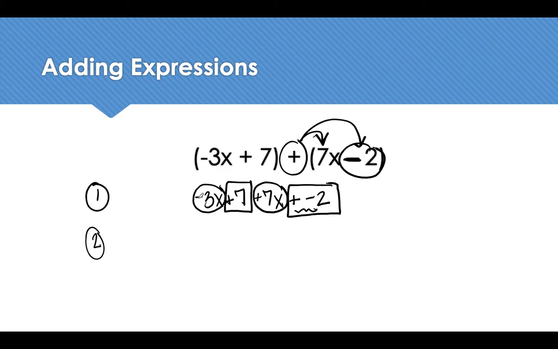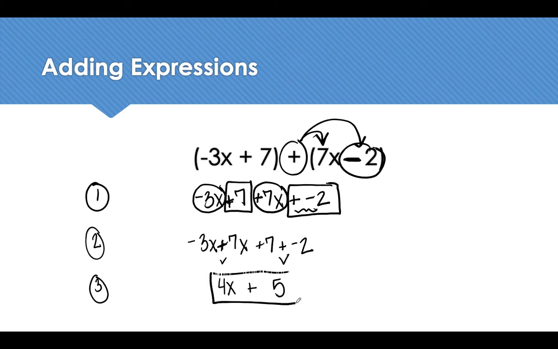So for step 2, I'm going to rewrite this so that my x terms are right next to each other. Don't forget to take the sign that comes in front of each term with it. That's why, when I am rewriting this, that's how I know what goes in between them: it's the one that comes in front in the original problem. So negative 3x plus 7x, that's 4x. And then we have a positive 7 plus a negative 2, which is 5. And then we put a plus sign in between the two terms for our final answer of 4x plus 5.